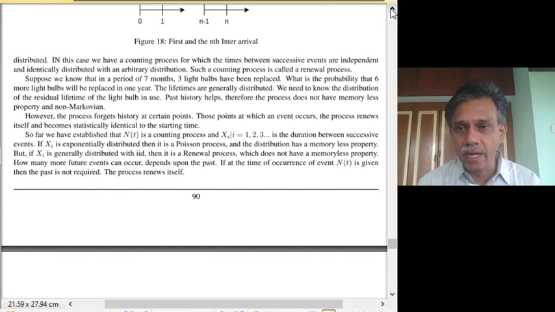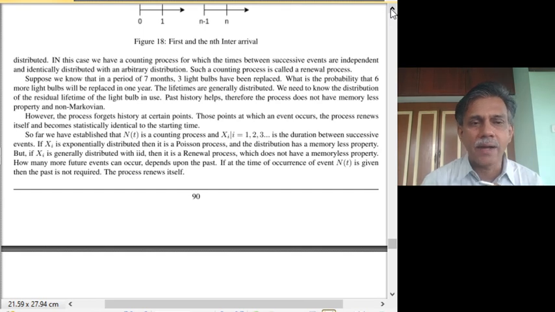In other words, a renewal process having an IID exponentially distributed random variable as the inter-event duration is a special case, and it becomes a Poisson process. The points at which the events occur are called the renewal points, and the process statistically renews itself and behaves like a Markov process at these points, not at any arbitrary points. And each time an event occurs, we say a renewal has occurred.